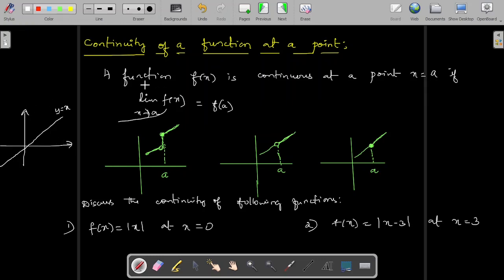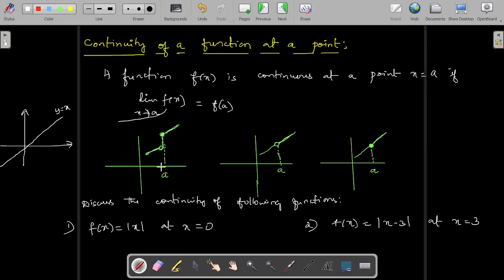So algebraically, we say that a function is continuous at a point x equal to a if limit of f of x as x tends to a equal to f of a. Limiting value of that function at the point as x tends to a must be same as the value of the function at x equal to a. If this condition satisfies, then we say that the given function is continuous at x equal to a.